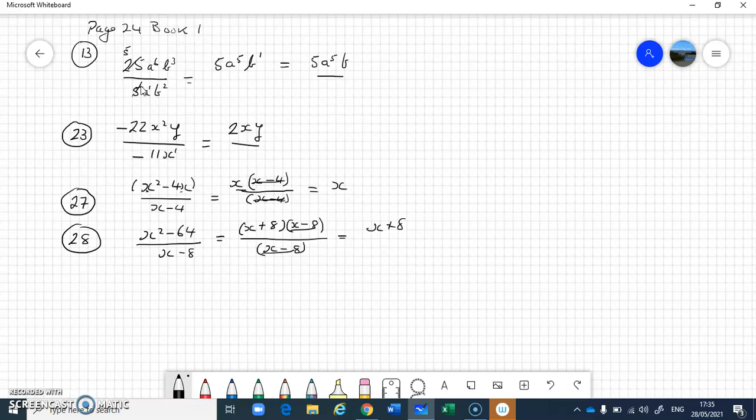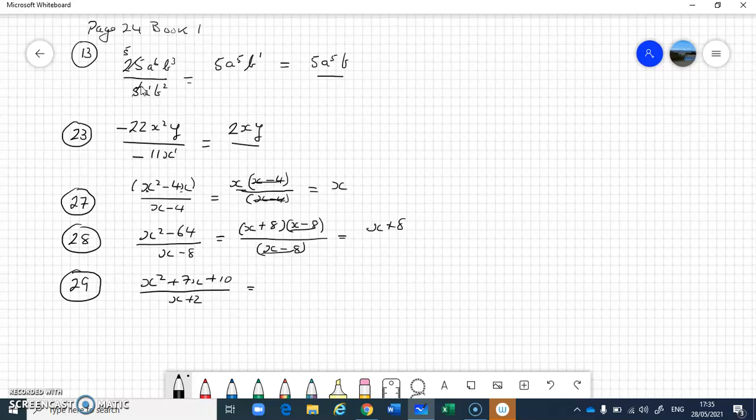Right. I might just do one more of them. So we'll go maybe to 29. So these three here, 27, 28, 29, are only a little bit of a taste of what we'll be doing in the next class. So here I've got x squared plus 7x plus 10. And on the bottom here I've got x plus 2.